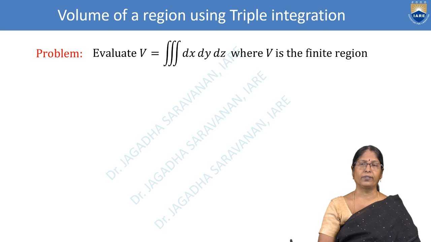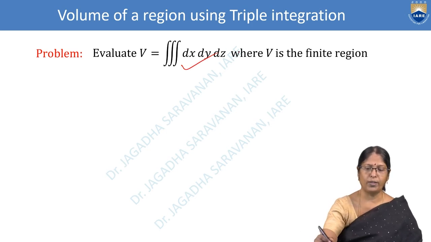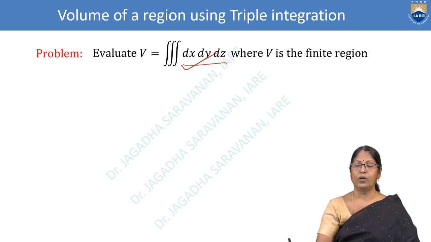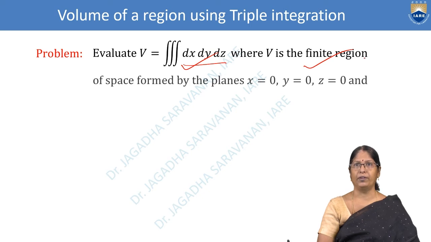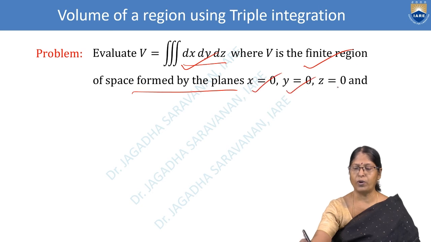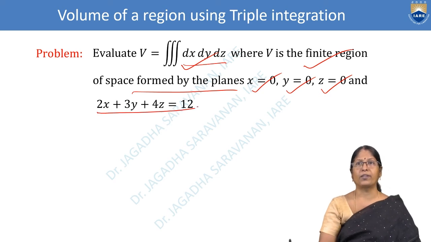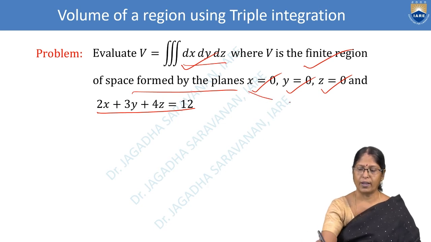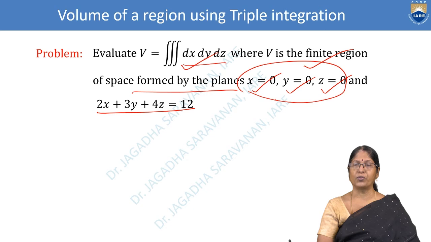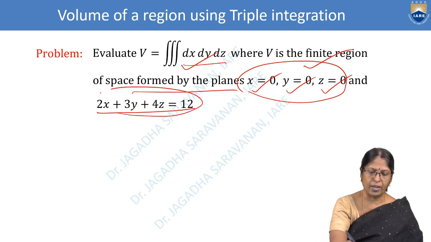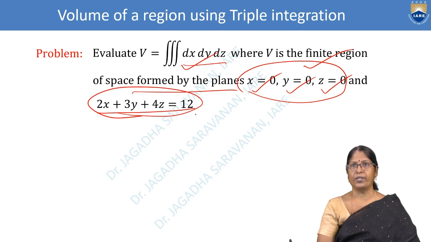So the next problem is evaluate V equal to triple integral dx dy dz, where V is the finite region of space formed by the planes x equal to 0, y equal to 0, z equal to 0 and 2x plus 3y plus 4z equal to 12. So now this is the condition for the plane which is given, that is the origin, and the three-dimensional plane which is formed is also given. We have to evaluate the volume.